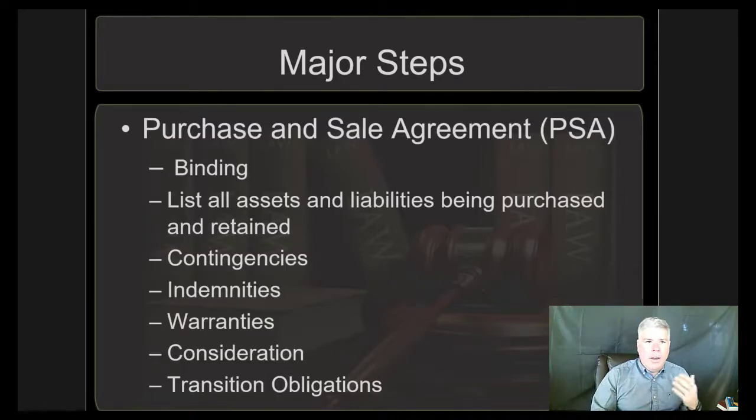As you're doing that, normally attorneys are working off to the other side, the seller's attorney and buyer's attorney, putting the purchase and sale agreement, the PSA, together. This is one of those areas where you are going to want to have an attorney involved. You're going to need an attorney involved.